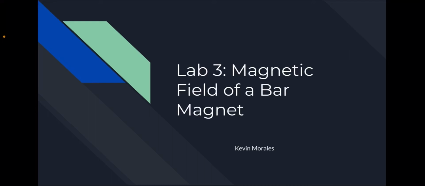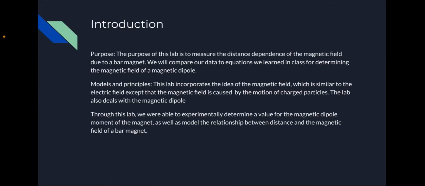This is Lab 3, Magnetic Field of a Bar Magnet. An introduction. The purpose of this lab is to measure the distance dependence of the magnetic field due to a bar magnet. We will compare our data to equations we learned in class for determining the magnetic field of a magnetic dipole. Models and principles.